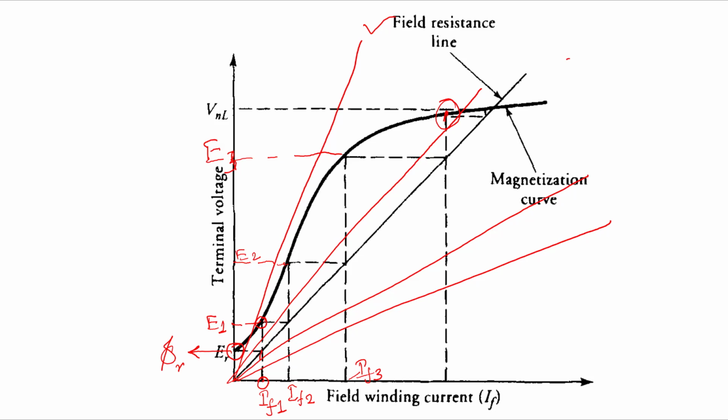For the resistance line which is above the magnetization curve, can it develop the voltage? It cannot develop. Therefore, the resistance line which is parallel to the magnetization curve is known as the critical resistance of the field.